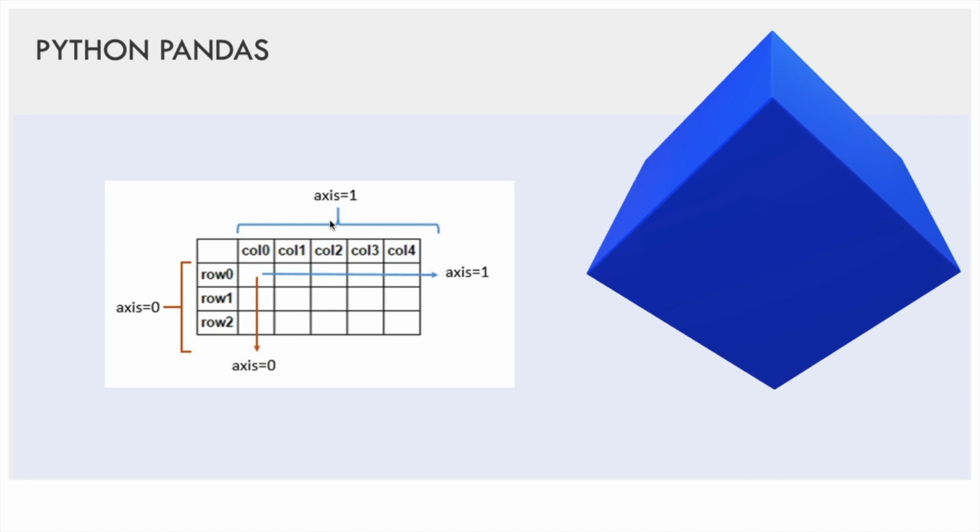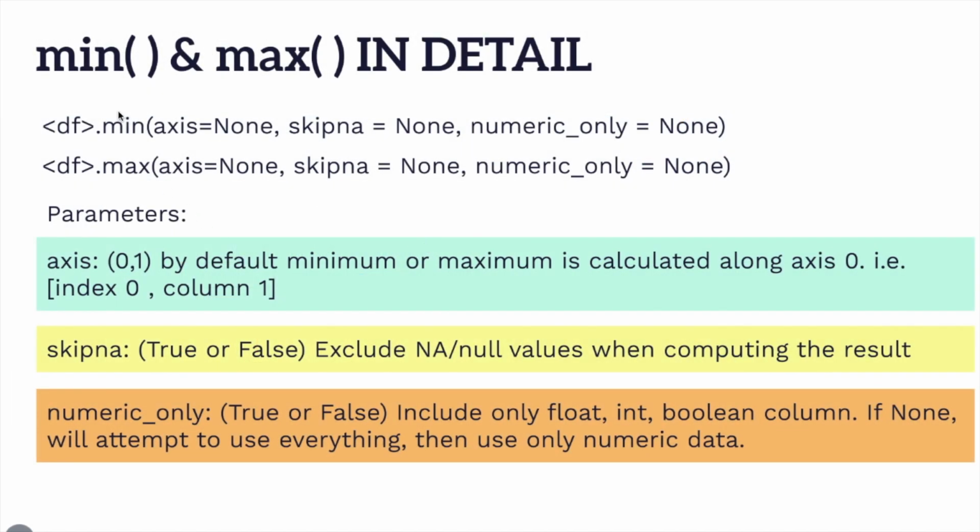As you can see, the horizontal rows are the part of axis 1 and the vertical columns are the part of axis 0. If we don't pass any parameter on mean or max, then by default the calculation is done along the axis 0. That is index 0, column 1. Now let us move ahead to the next parameter, that is skip NA.